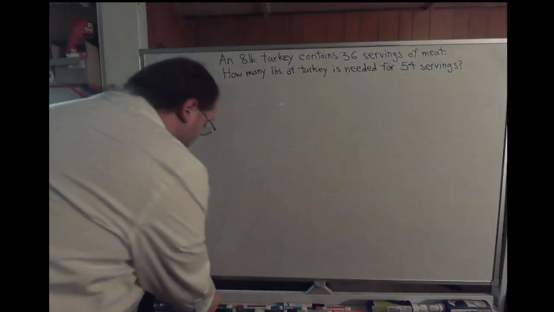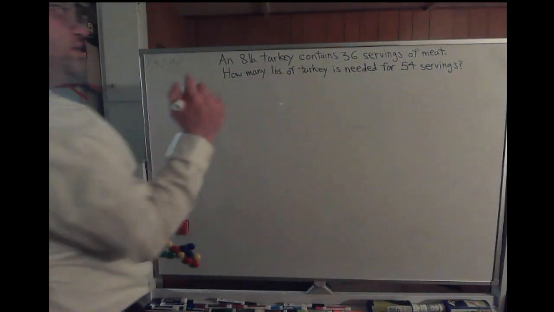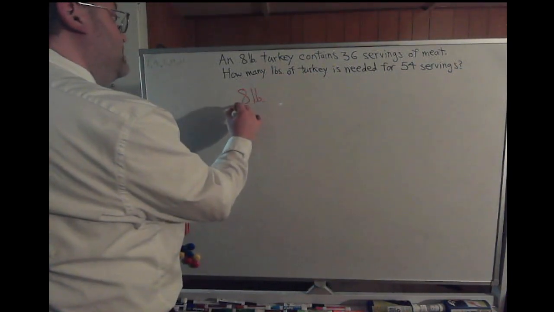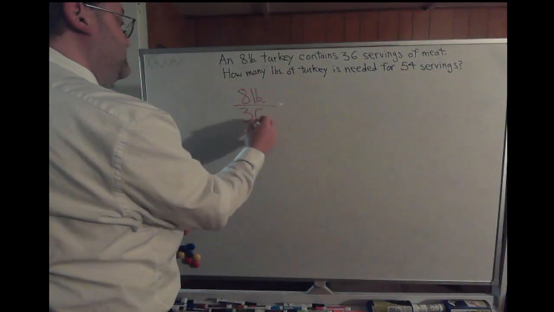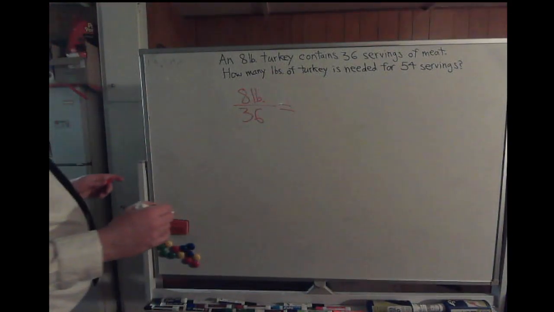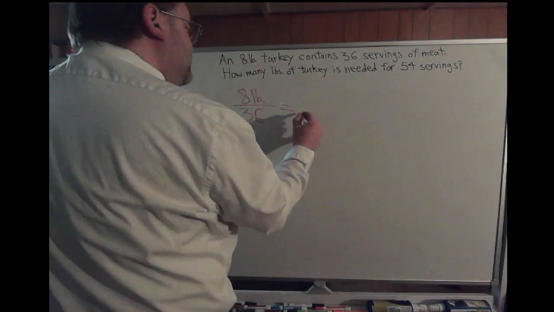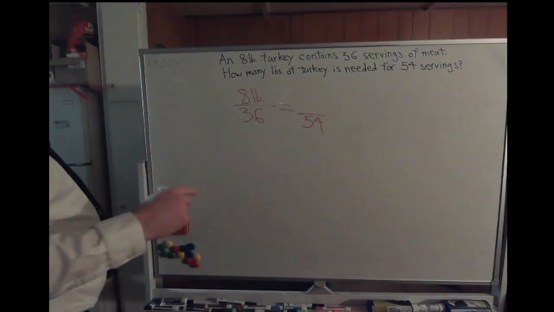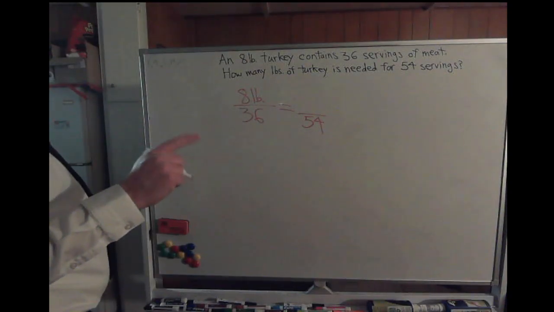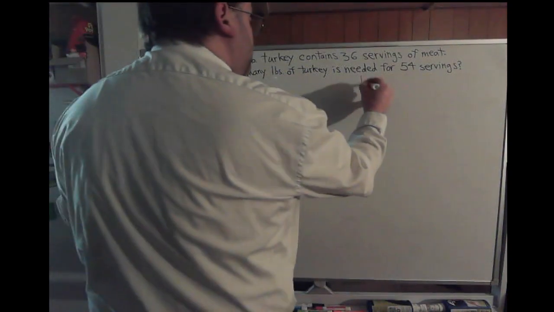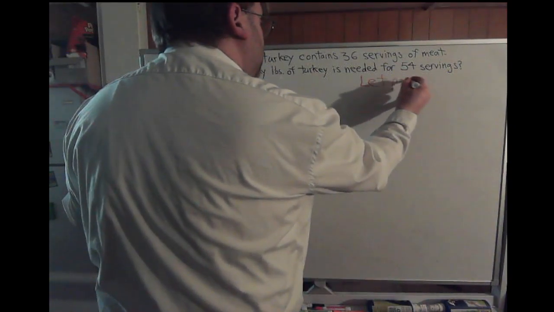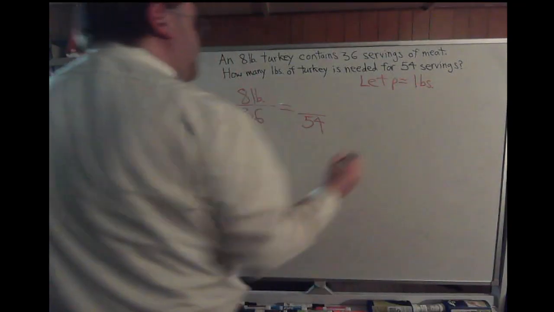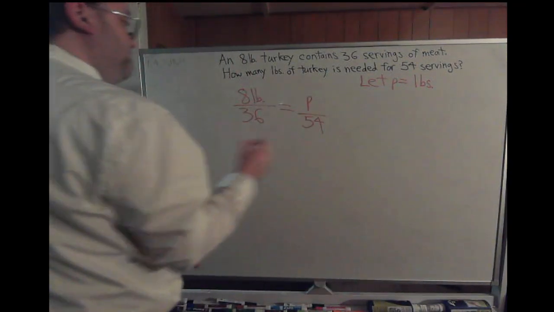So, again, they give you your first ratio here, 8 pounds of turkey, right? So you have 8 pounds of turkey to 36 servings. Okay? They want to know how many pounds of turkey is needed for 54 servings. So, of course, the 54 for the servings would be your denominator of the second ratio in the proportion. We need to let P equal the pounds. I think that's perfect. So we'll have the variable P.